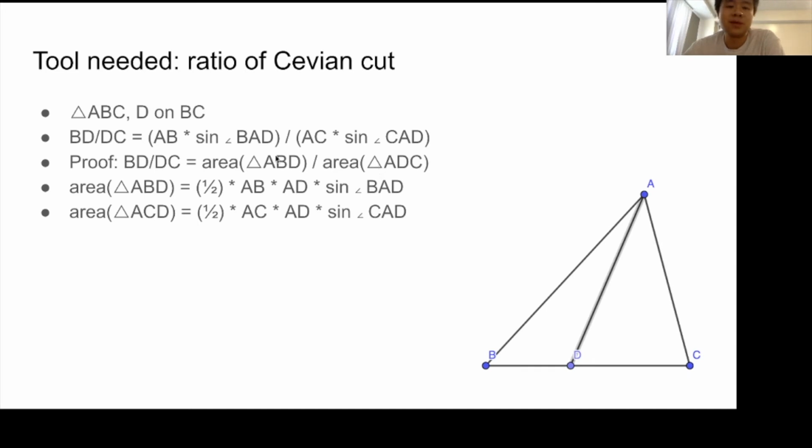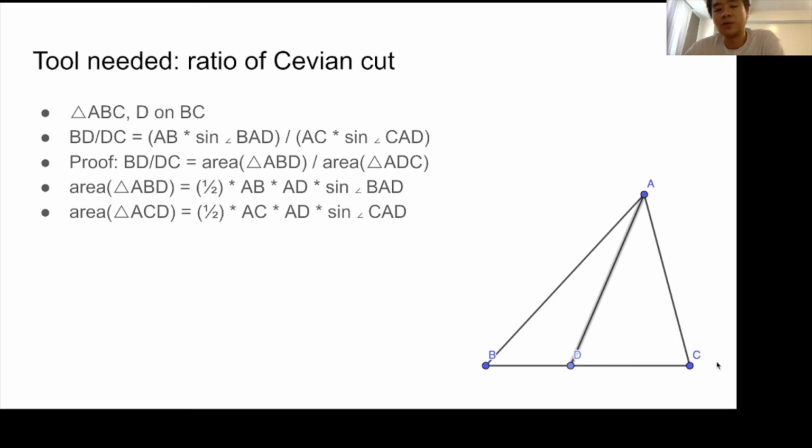So here we introduce another tool called the ratio lemma, meaning that if you have this triangle ABC, and D lies on the line BC, then we can compute the ratio of BD to DC in this manner. There are two ways to calculate the ratio of BD to DC.